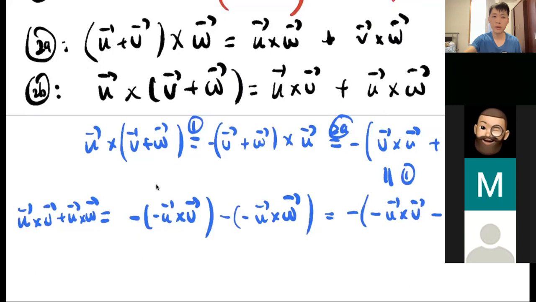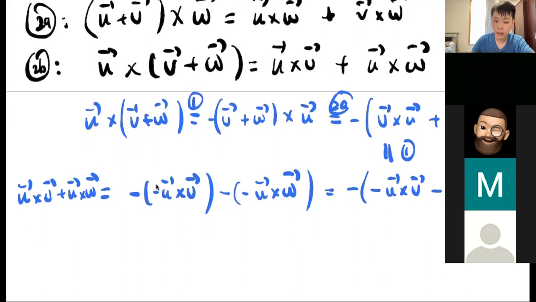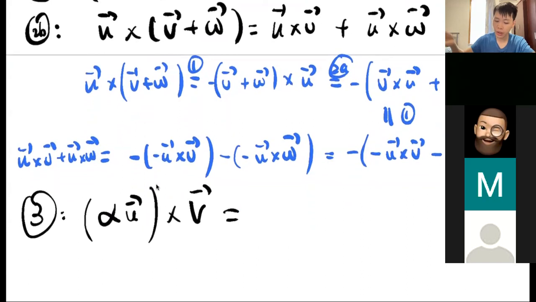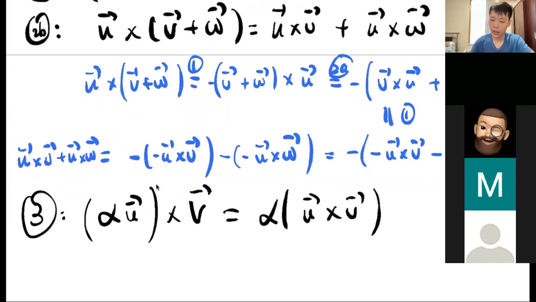Let me see if I'm missing something. Oh, the last thing is that about scalar multiplication, like in the product, you can distribute the alpha out of the cross product. Again, it has to do with the property of determinant. I would just take it for granted, all right?